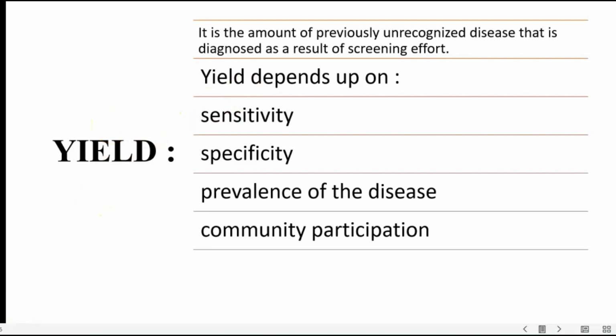Coming to yield, it is the amount of previously unrecognized disease that is diagnosed as a result of screening effort. Yield depends upon multiple factors like sensitivity, specificity, prevalence and the community participation. So the higher the prevalence of the disease, the higher will be the yield. The more the community participation, the more will be the yield. And it can also be increased by taking a selective population for screening purposes.